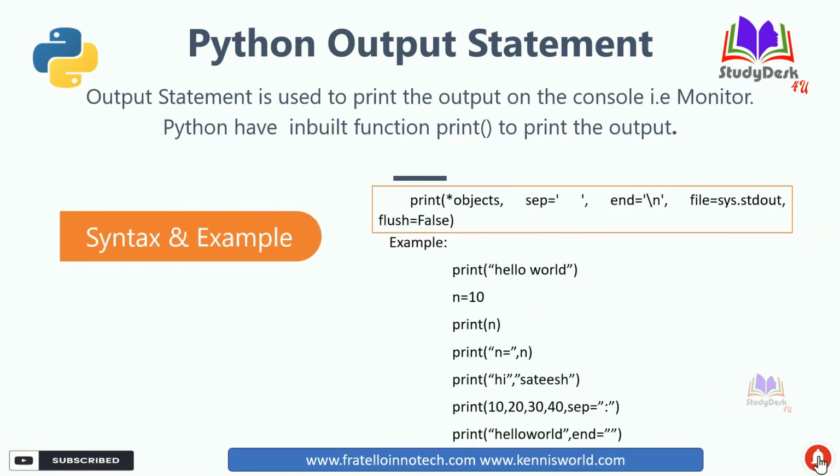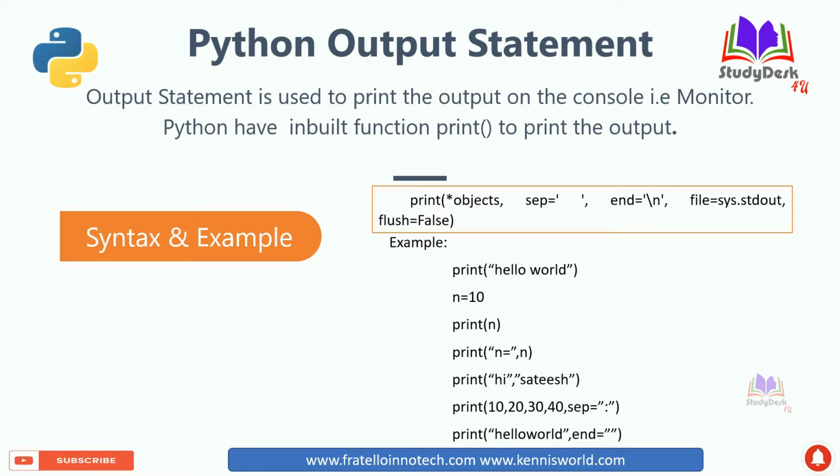The syntax of print is print followed by the message and the separator. You can separate the content by some delimiter, and after that end, like if you want to go to a new line, end equal to backslash n, which is the default. If you have not given it, it will take backslash n only. If you want to print the content on the same line, you can mention a space in the end.